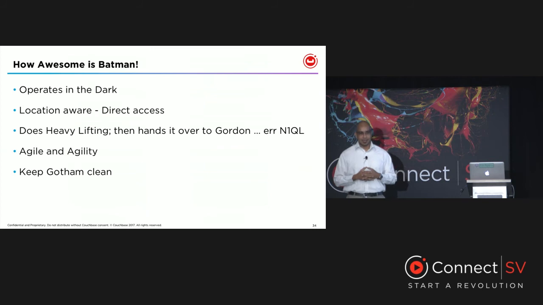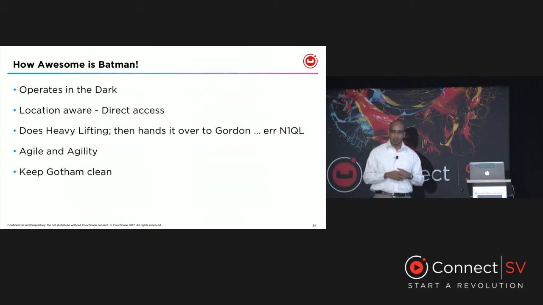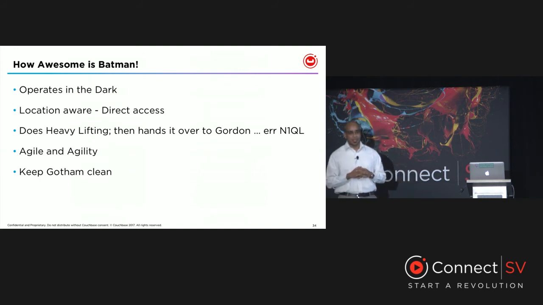Again, we operate in the dark. Not many know about it, but as you saw in the ops, we do the heavy lifting. There is a location aware index that knows where exactly the data resides. We go and take the data like Batman. Things are simple. We are agile, and we also bring agility to the system. And we keep the city clean.